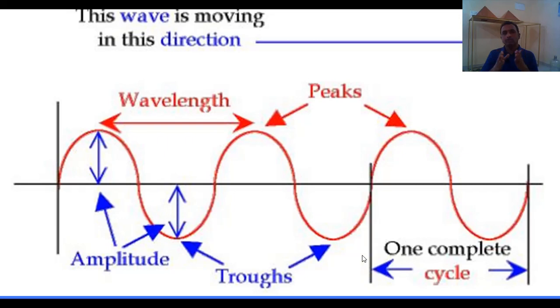Wavelength is nothing but the distance between two crests or two troughs. This is the distance between two crests, called wavelength. See, this is wavelength. From here to here, this is also wavelength. From here to here, this is also wavelength. Wavelength is always denoted by lambda.